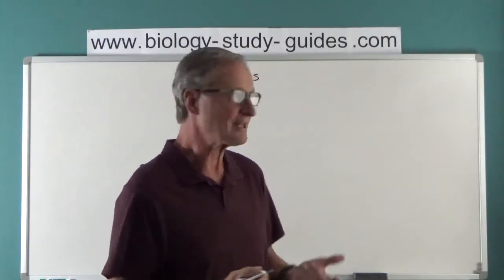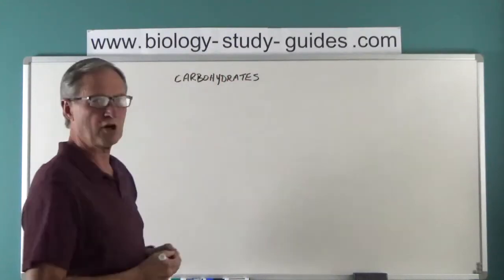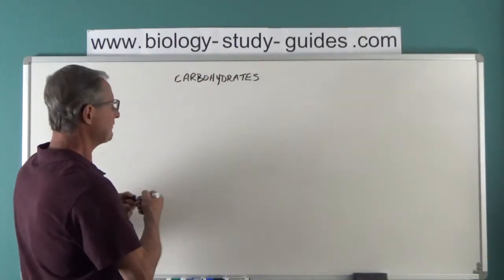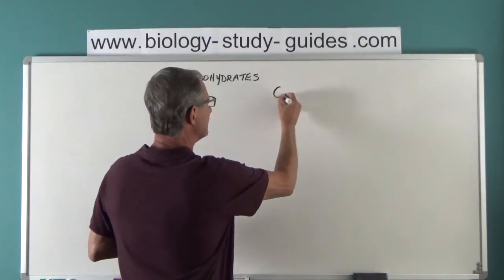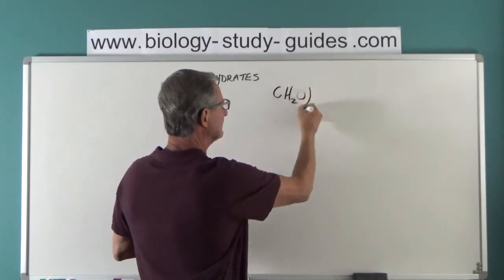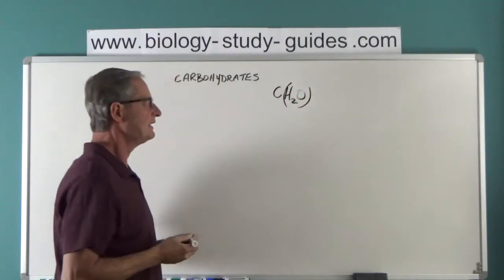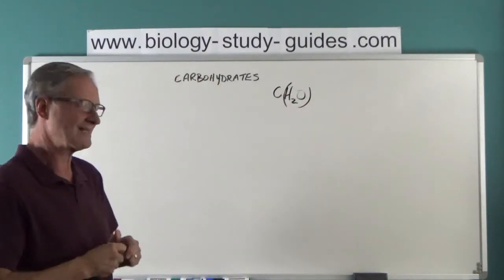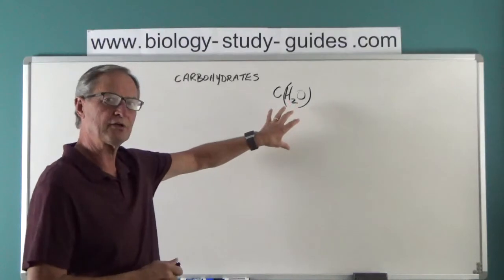Welcome to the third video in the topic of biological molecules. This one is all about carbohydrates, and they are simply what the word says they are. They are hydrates of carbon. Carbon, hydrate means water. That's their empirical formula. That's the simplest version of a carbohydrate you can get.